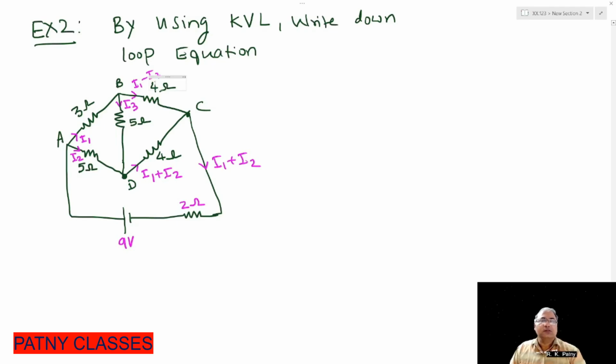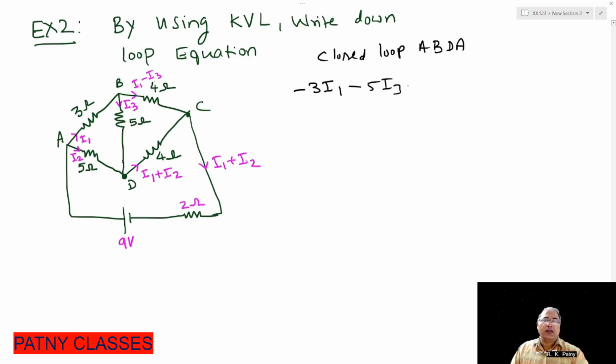Now for this network, first we select the closed loop A, B, D, A. Start from A, so that is minus 3 I1. Then for BD, that is minus 5 I3. Then D to A plus 5 I2 equals 0.